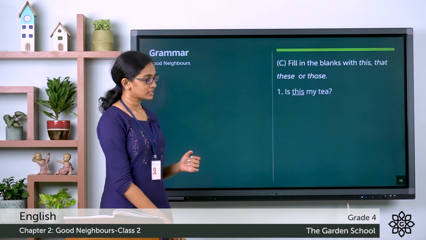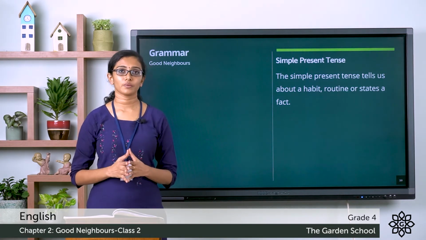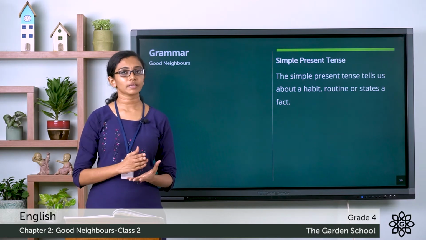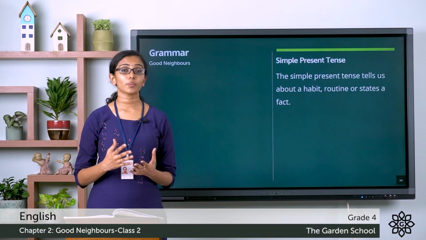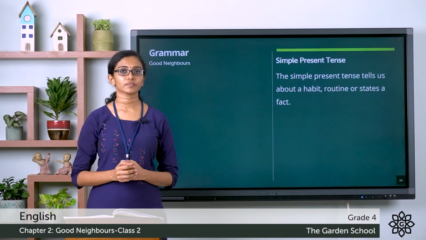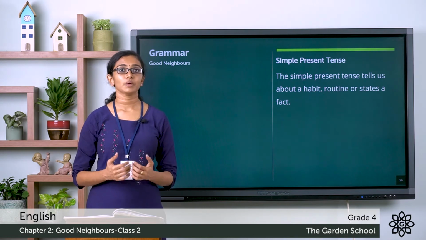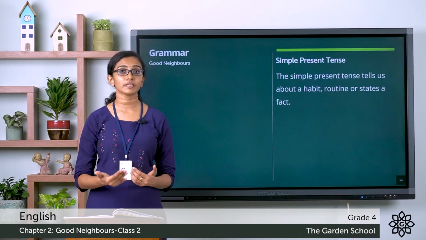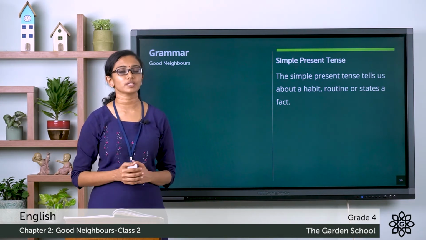This is about simple present tense. So what do you mean by tense? Tense is the form of a verb that tells us the time when something happened, or when something is happening, or when something will happen. So tense is the form of the verb that tells us the time when something happened in the past, or when something is happening in the present, or when something will happen in the future.